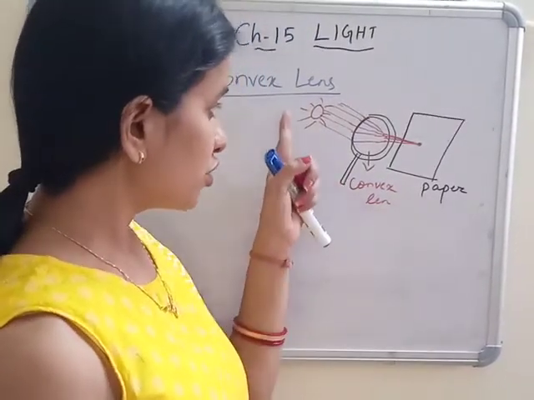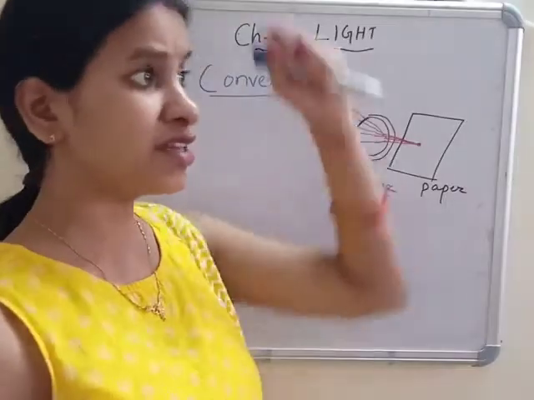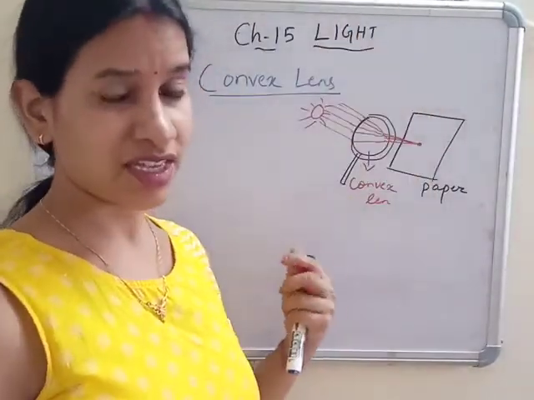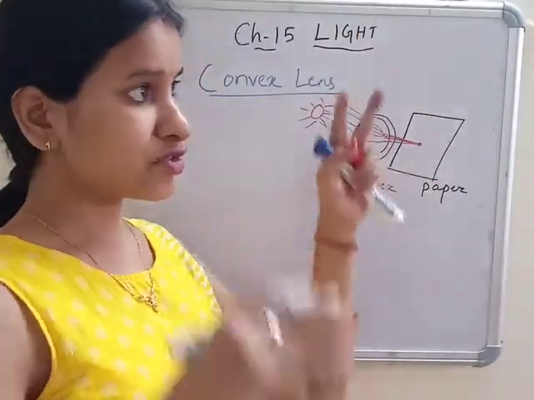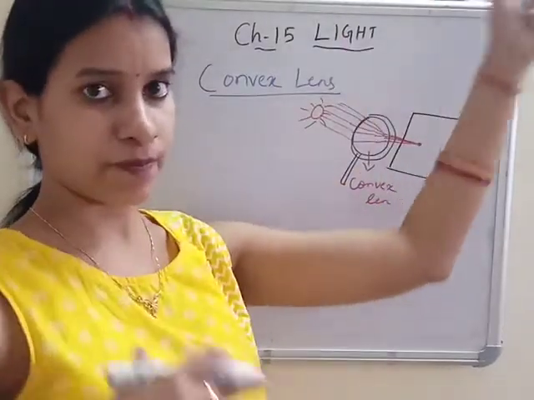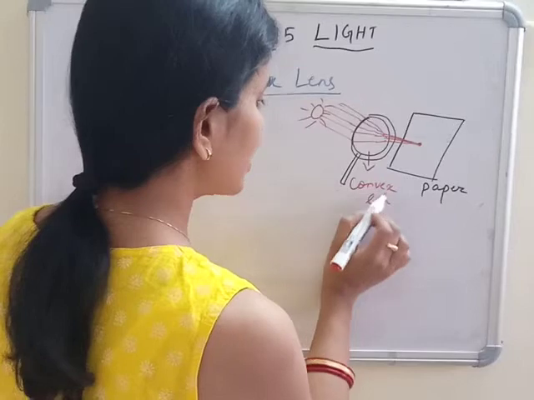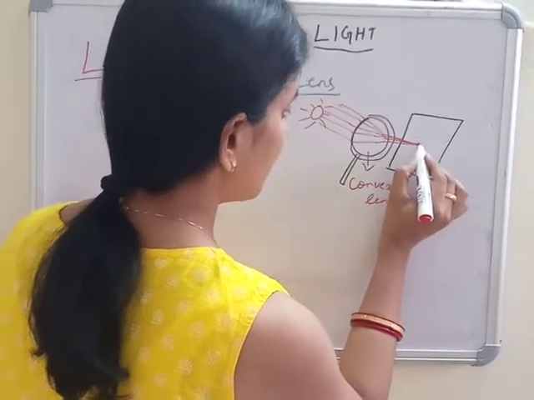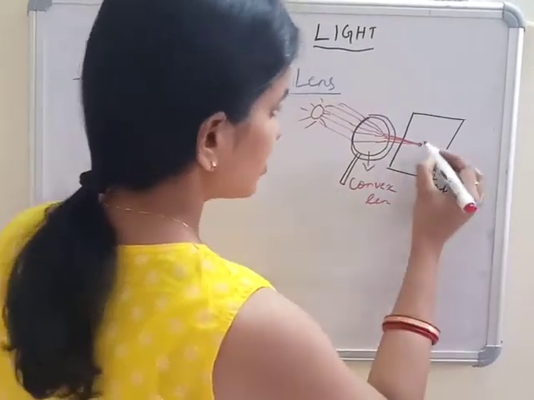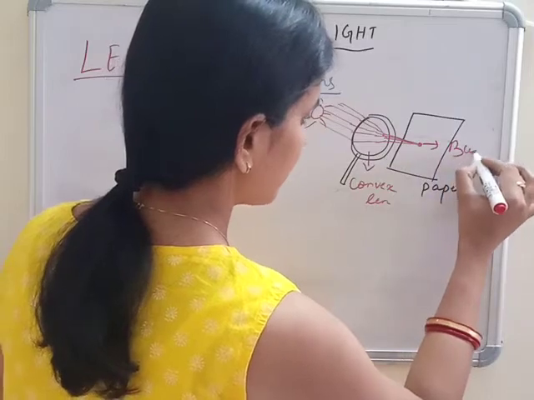Convex lens. So here the sun is very far away from us. We can say it is at infinity. So the rays are coming from all directions, and all the directions of sun rays can be focused by the convex lens and fall on the paper at the particular point, and this starts burning.